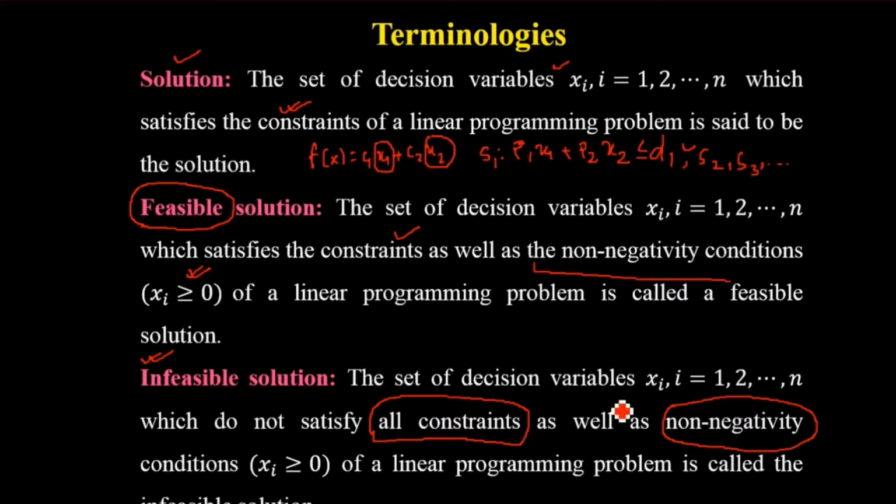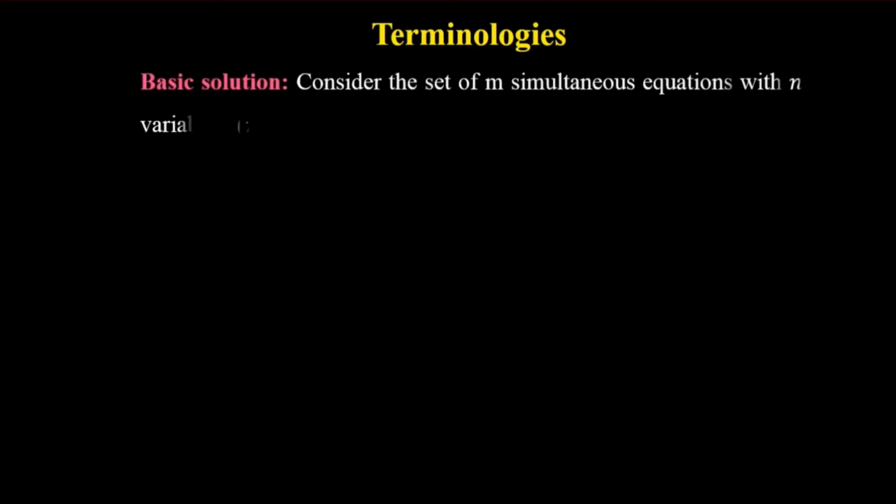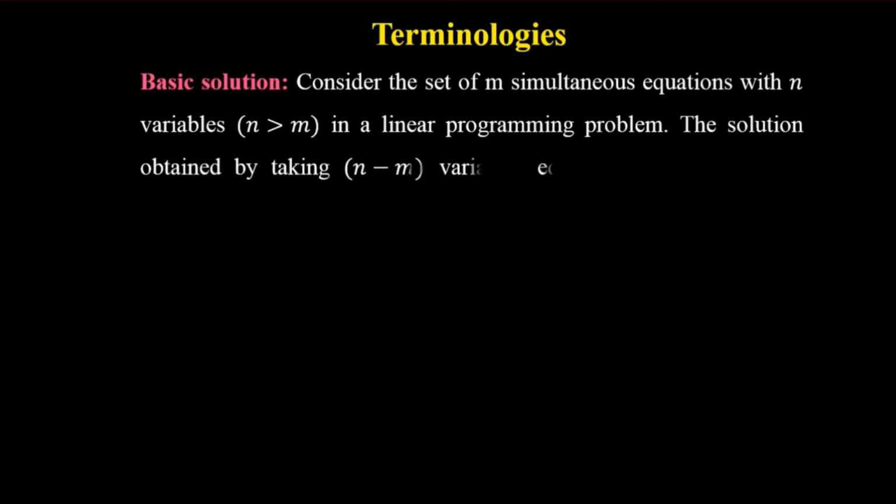But if the solution does not satisfy the non-negativity condition, it is named a solution. That's why it is said that when all the constraints and non-negativity are not satisfied, it is an infeasible solution. So we will see, when we solve different problems, different situations where a feasible solution will come, where an infeasible solution will come, where only a solution will come. Okay, what is a basic solution? What do you mean by basic solution?